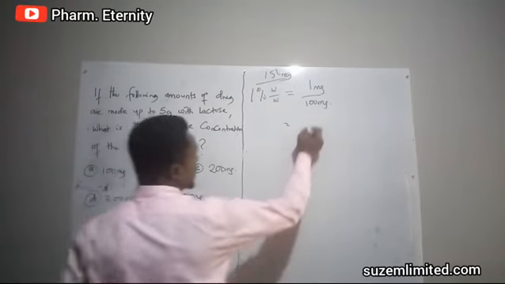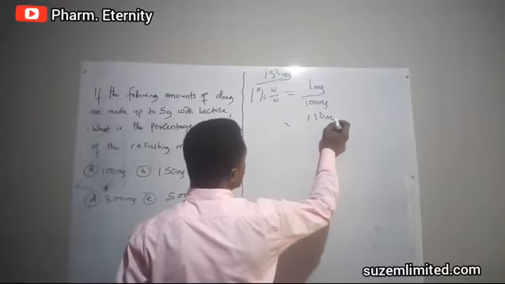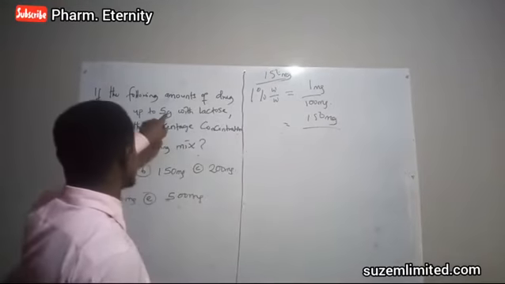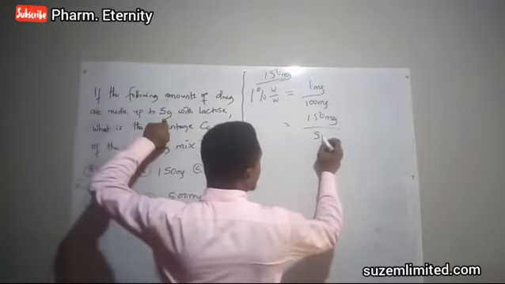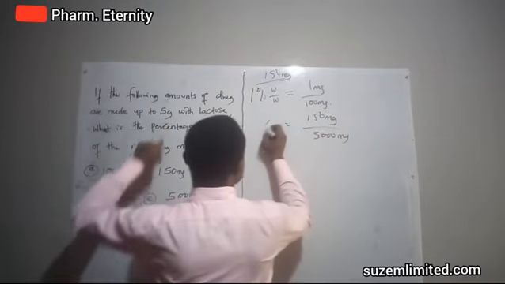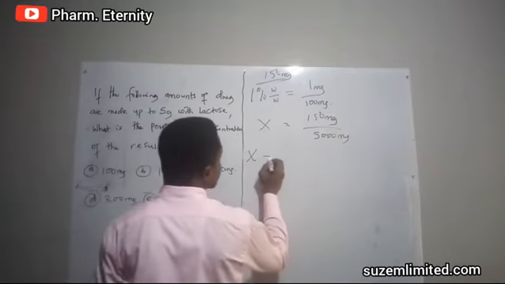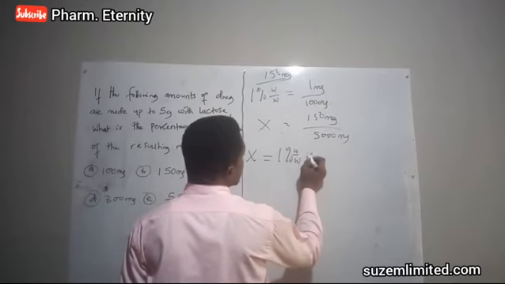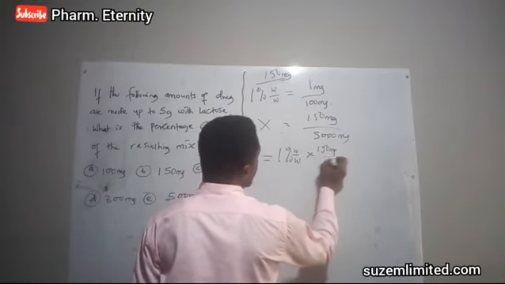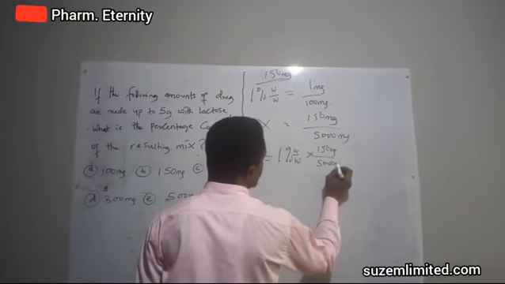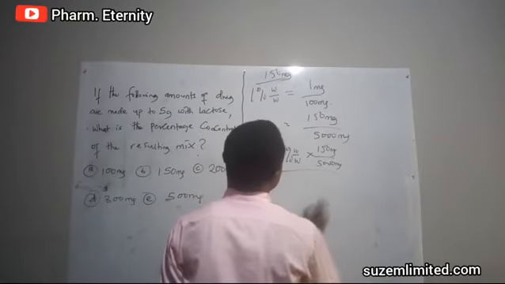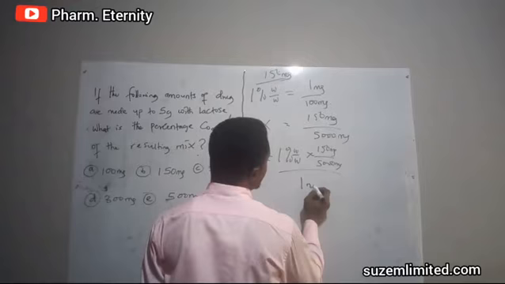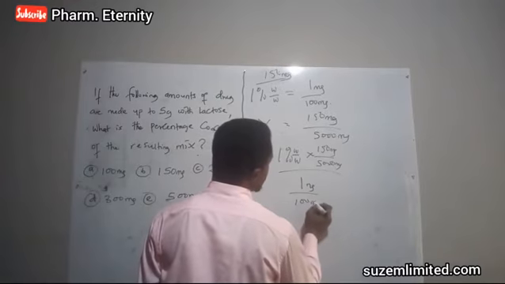So if that is the case, for 150, we have 150 milligram over, remember, 5,000 milligram will come here. 5,000 milligram is X. Therefore, X is equal to 1% weight per weight times 150 milligram over 5,000 milligram, divided by 1 milligram over 100 milligram.